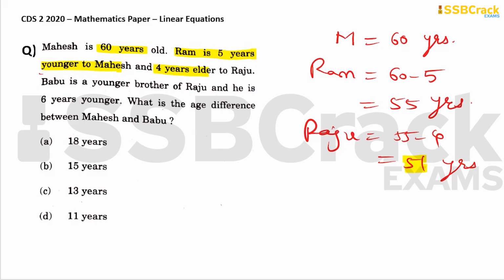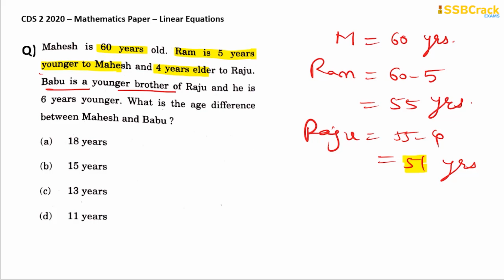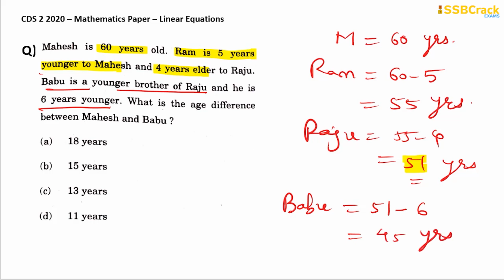Got it? Now, there is another person, Babu, who is the younger brother of Raju. So, Raju's age now we know, so we can now write Babu's age. Babu is the younger brother of Raju and he is 6 years younger. Means we can write the age of Babu, that is 51 minus 6. So, how many? 45 years is the age of Babu. Now, the question demands that you write the age difference between Mahesh and Babu.